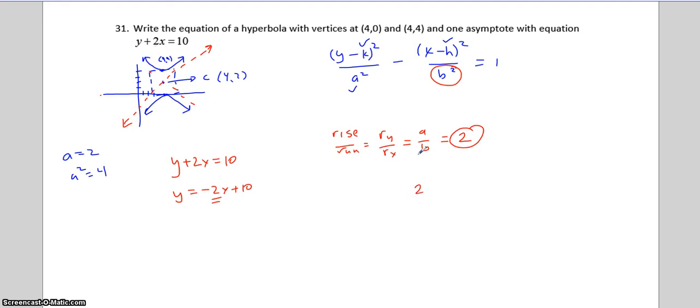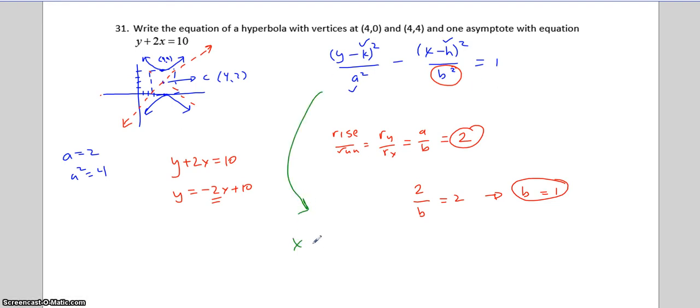So now we can use our information. We have a equals 2, so 2 over b equals 2. And solve that to get that b must be 1. So now we have everything we need to finish this off. I'm going to finish it off in green down here.